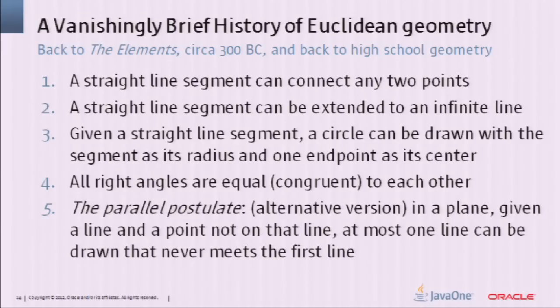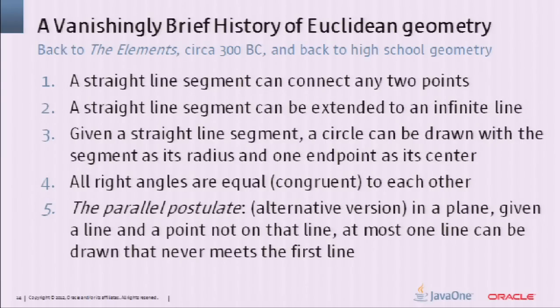A straight line segment can connect any 2 points. Given a line segment, you can extend it to be infinitely long. So far, pretty reasonable. Given a line and a point, you can define a circle. Again, seems pretty reasonable. The 4th postulate, all right angles are equivalent, congruent to each other. And finally, the parallel postulate.